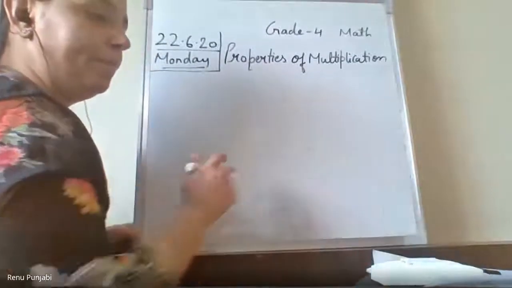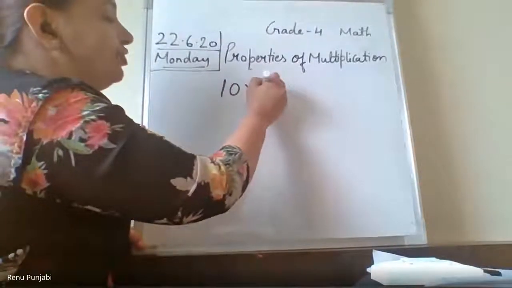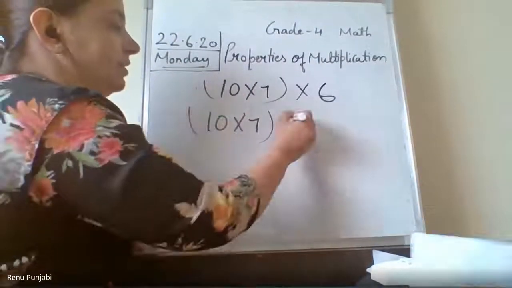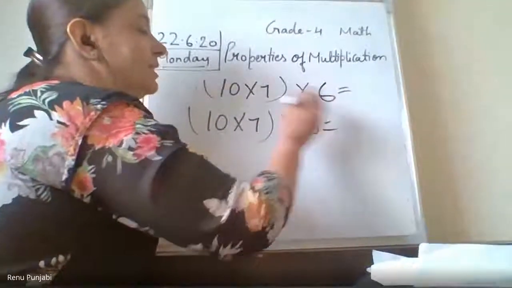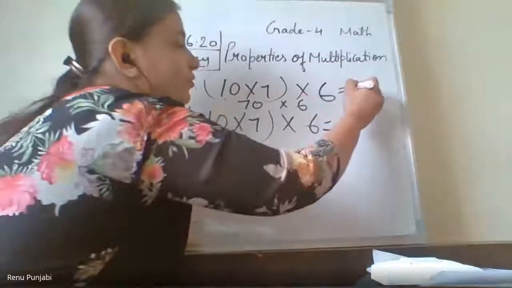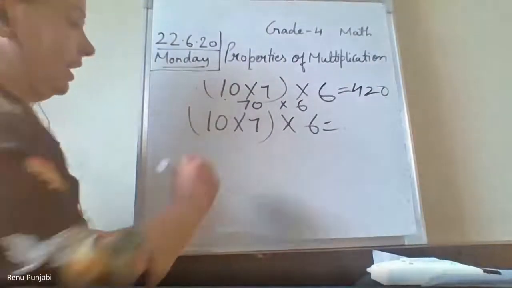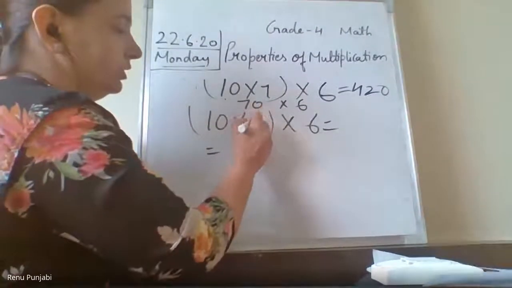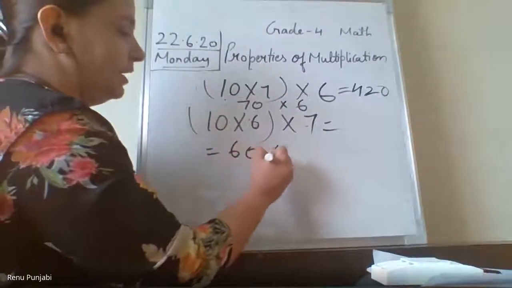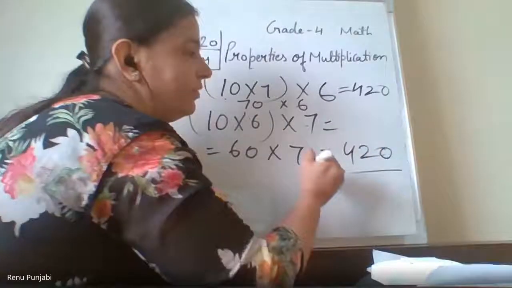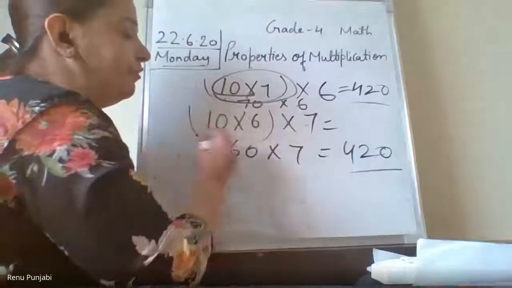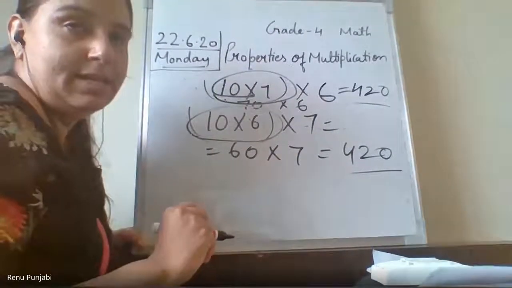Next comes the grouping property. In that also I told you, when you change the group, if you multiply 10 multiplied by 7, the answer will be the same. 10 into 7 is 70, multiplied again by 6 is 420. In this also, if you change the group, 10 into 6 is 60 multiplied by 7, then also the answer will be the same. So grouping property states that when you change the group of the numbers, the answer will be the same.